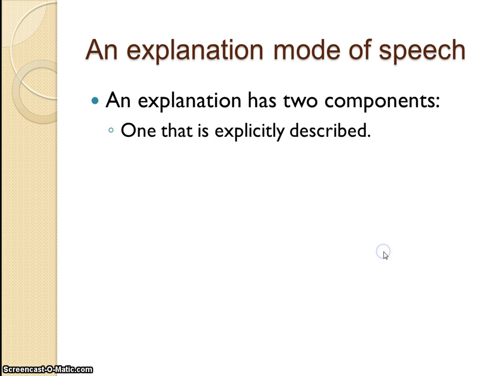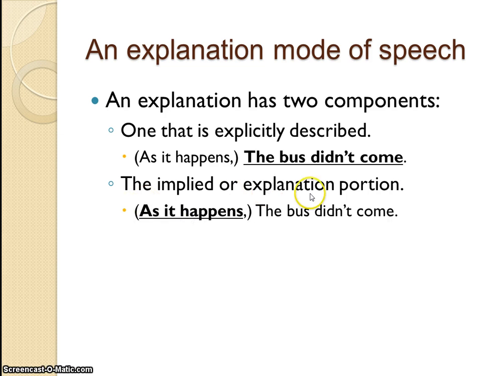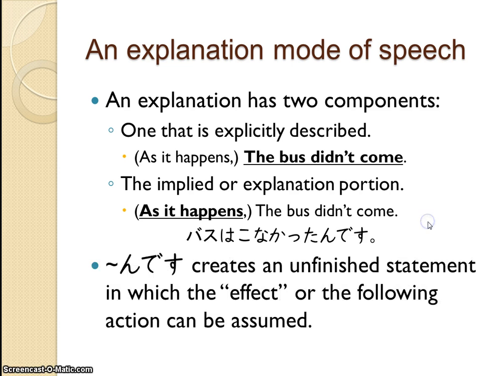So now you need to know that the explanation has two components. You have one that is explicitly described, and then something that's implied as well. This creates an unfinished statement in which the effect or the following action can be assumed. So it's kind of like, okay, well, the bus didn't come. Therefore, or you can assume something. So you're kind of trying to make people beg the question almost.